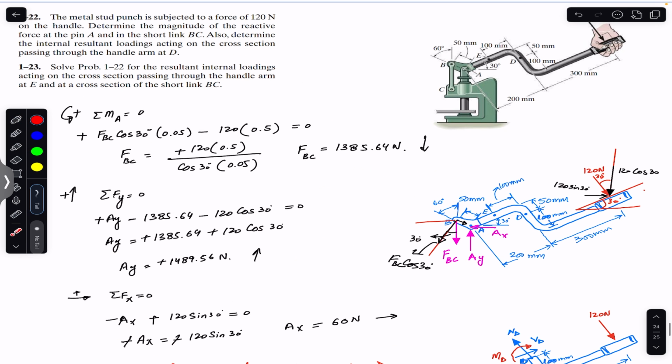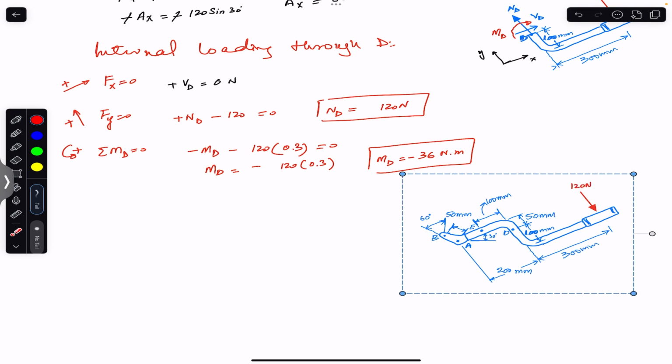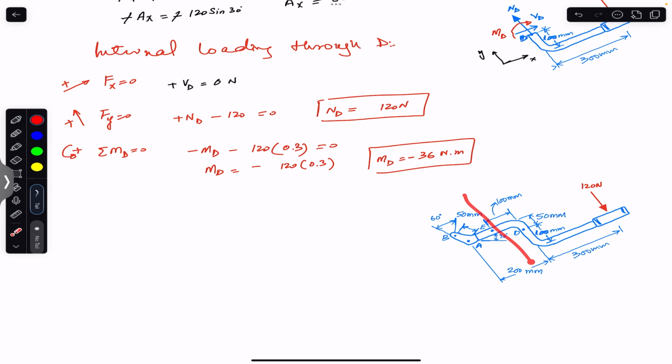Now in this second problem, it is said to find the resultant internal loadings acting on the cross section passing through the handle arm at E. So now we have to pass a cutting section through E. For that we will again draw the free body diagram. Now we will pass a cutting section through E. So now this will be our free body diagram. Through E, this is our cross section now at E.